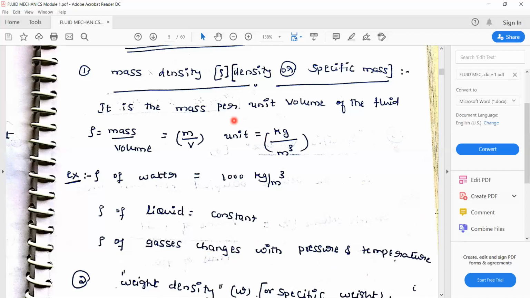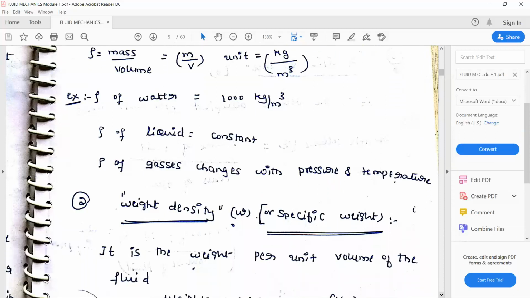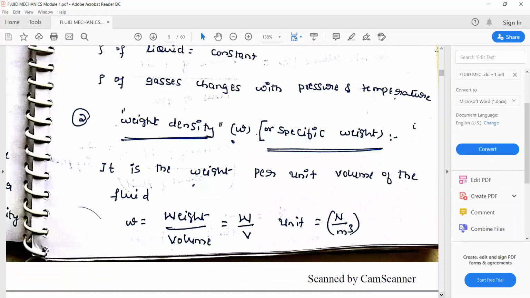See, this is the first property, that is mass density. And density of water is a constant value, 1000 kg per meter cube. Sometimes in the problem they will not give you the density of water. If they don't give it, you have to remember this value, density of water is equal to 1000 kg per meter cube. Next is weight density, and one more name is there, that is specific weight.